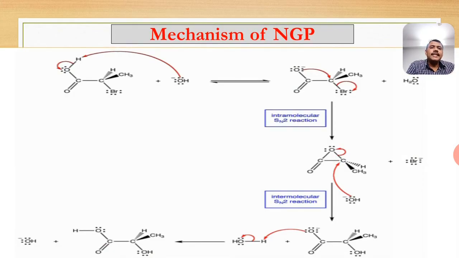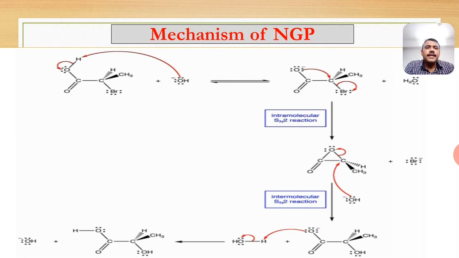Now we will see the details of the mechanism of NGP reactions. The neighboring group effect can be observed in nucleophilic substitution reactions. Such reactions involve two nucleophilic attacks, that is, two types of nucleophiles are involved during the mechanism. Generally there are four important steps, but two of them involve the attack of an internal nucleophile and then the attack of an external nucleophile.